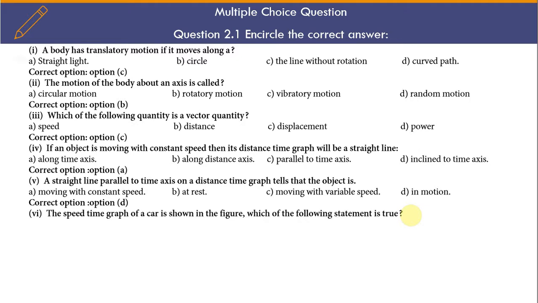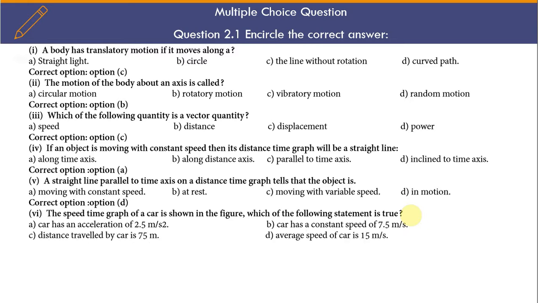Number 6. The speed time graph of a car is shown in figure. Which of the following statement is true? ये आपको बुक के ऊपर ग्राफ दिया हुआ है, तो हमने बताना है कि इसमें से करेक्ट ऑप्शन कौन सा है. A. Car has an acceleration of 2.5 meter per second square, B. Car has a constant speed of 7.5 meter per second, C. Distance travelled by car is 75 meter, D. Average speed of car is 15 meter per second. So the correct option is option A, that is car has an acceleration of 2.5 meter per second square.